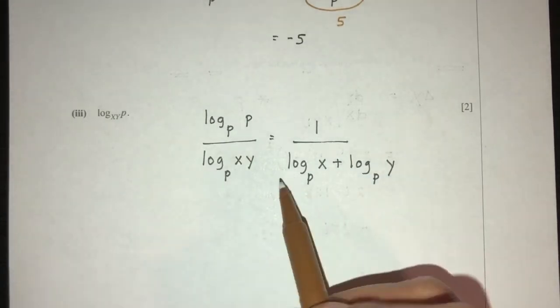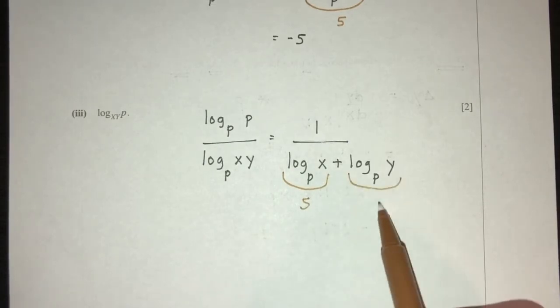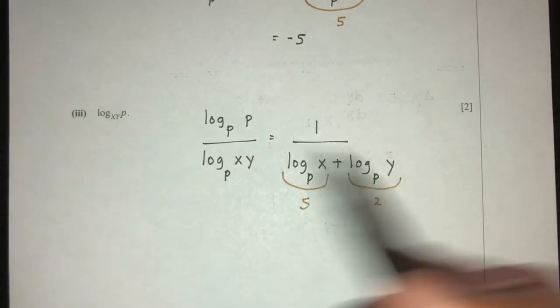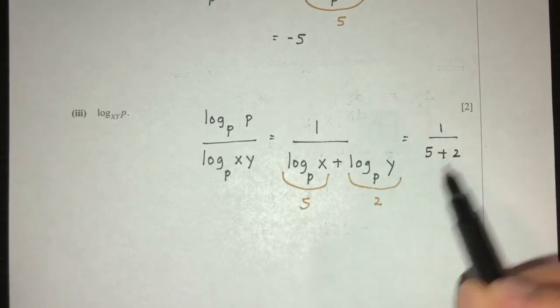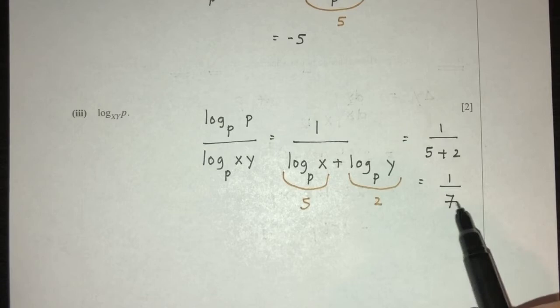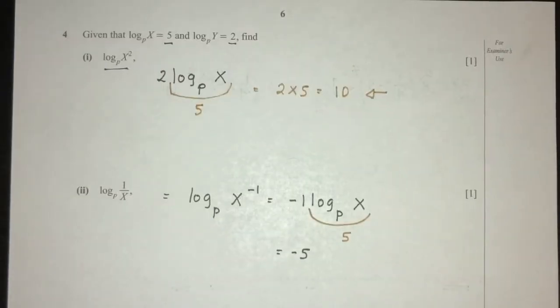But now for those two values, this is given to you as 5, and this is given to you as 2. So your answer is 1 over 5 plus 2, which is 1 over 7. And that is your question number 4.